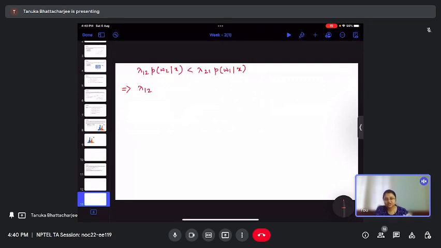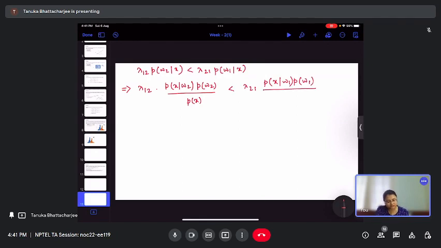So, the probability of omega 2 given x can be written as probability of x given omega 2 into probability of omega 2 divided by probability of x. That should be less than probability of x given omega 1 into probability of omega 1 divided by probability of x. Now, since probability of x is a positive quantity, we can cancel this out for both. So, this will be the expression.